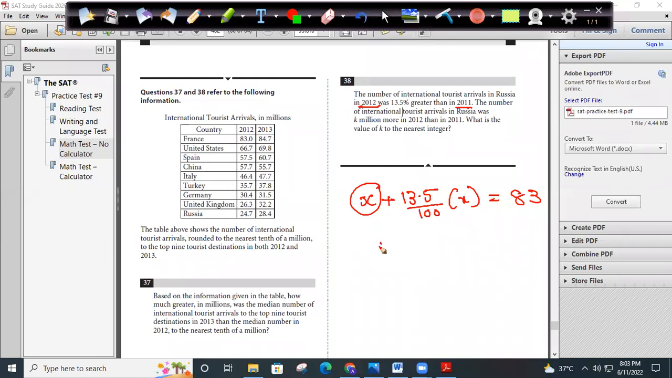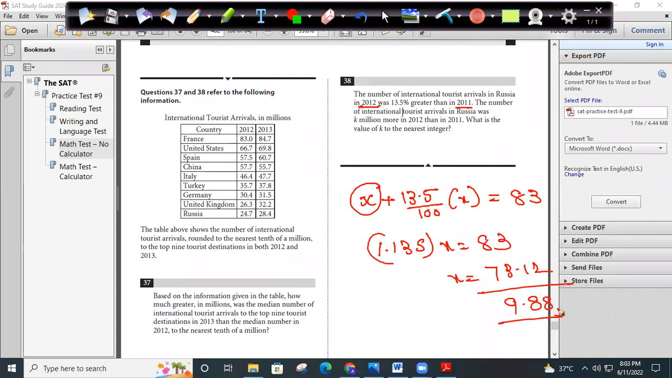You have wonderful calculators. If you get 1.135 into x is equal to 83. You have beautiful calculators with you. Do the calculation. You need to get 83 divided by 1.135. You get 73.12. 73.12 is the number in 2011. What is the value of k to the nearest integer? So this is 9.88. The nearest integer to 9.88 is 10. So your answer should be 10.